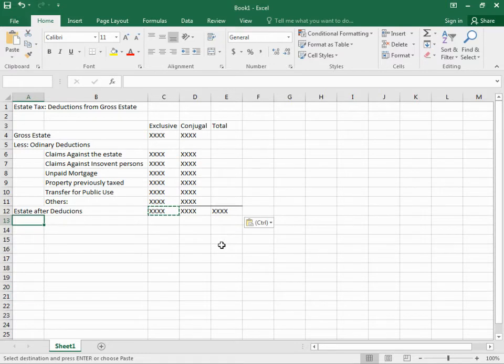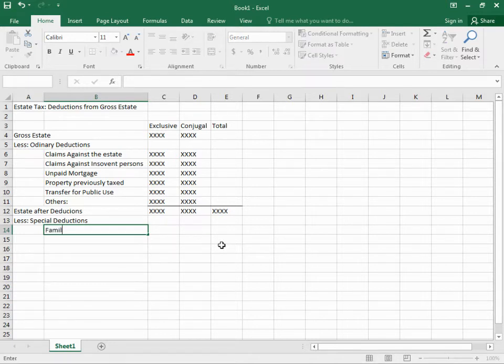So after that, we will have to deduct our special deductions. So, syempre, kung meron tayong ordinary deductions, meron din tayong tinatawag na special deductions. Parang kayo, di ba? Special deductions. Okay? Yan. So, number one sa ating special deductions would be the family home. So, how much is our family home? It depends kung magkano yung fair market value ng ating family home.